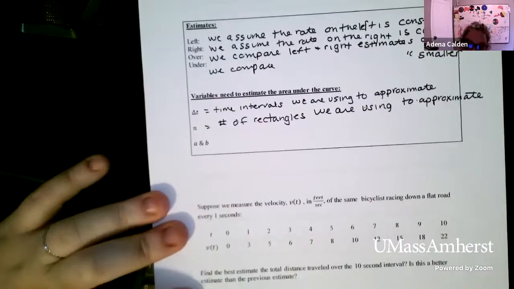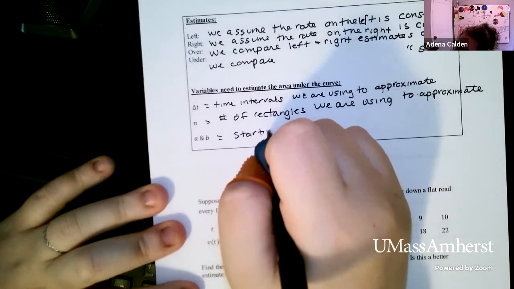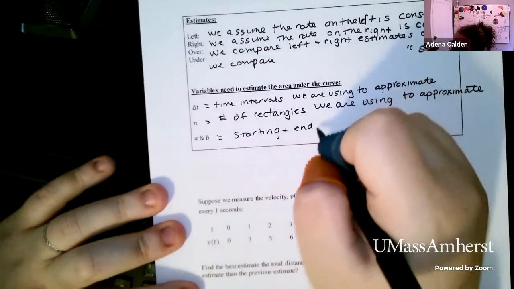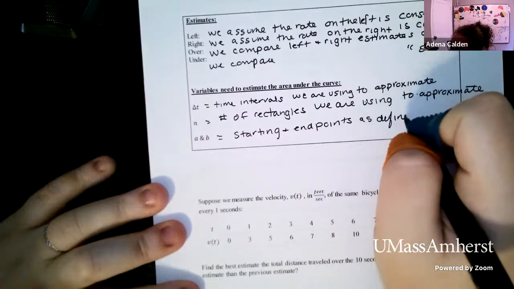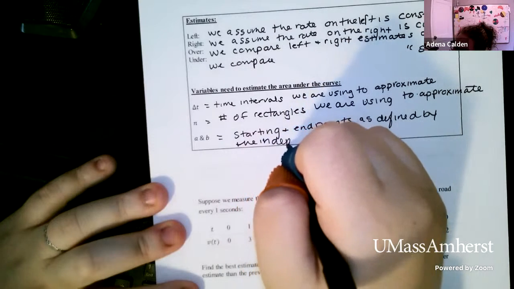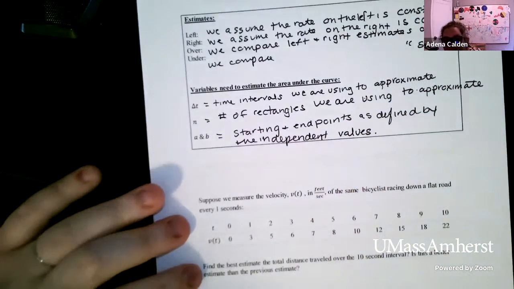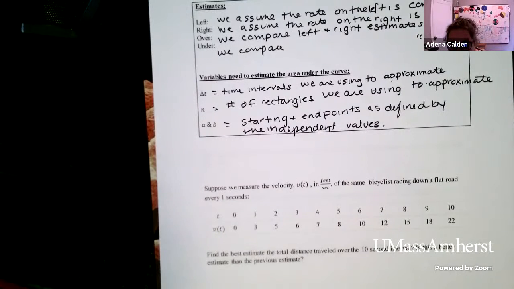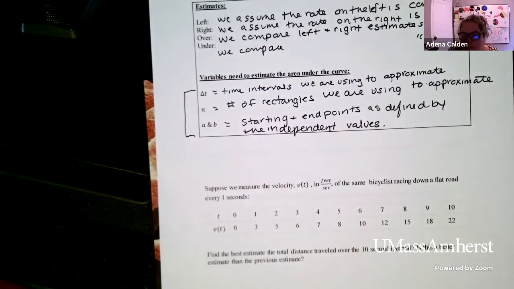And then we have A and B. We haven't talked about A and B yet. A and B are going to be the starting and ending points, as defined by the independent values. So for example, in the last example, A would have been 0 and B would have been 10 because we were doing a 10-second interval. Now these three variables are all interrelated and they help us understand how the whole system is working.